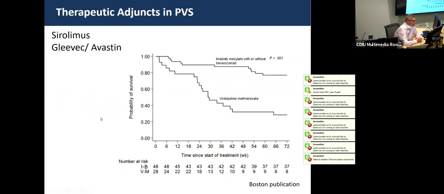Other centers have tried more aggressive chemotherapy type regimens. Gleevec is a tyrosine kinase inhibitor, for example. And Avastin is a VEGF inhibitor that's been used in the oncology field with the premise, I guess, that these fibrous reactions are similar to oncogenic response. But I think it's fair to say the data is mixed on that.